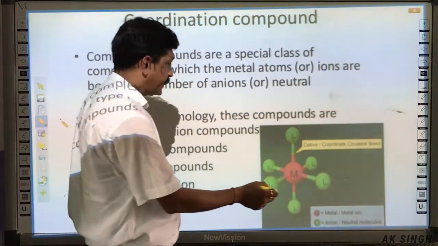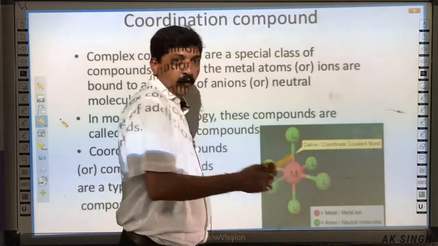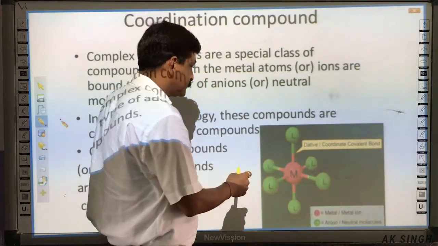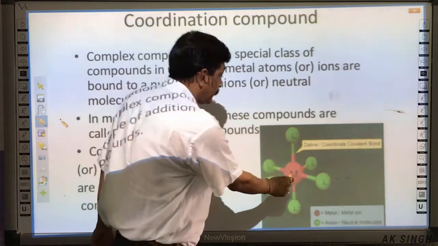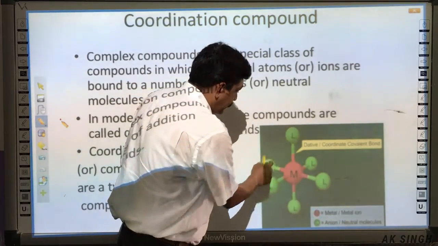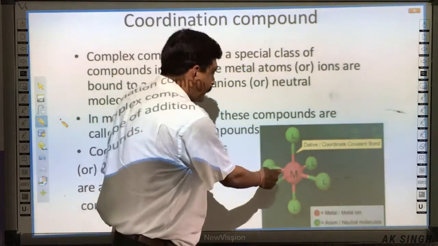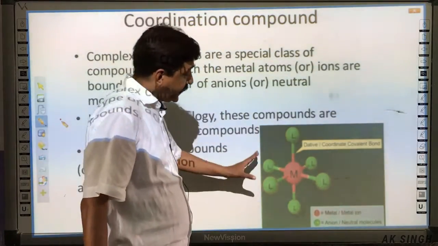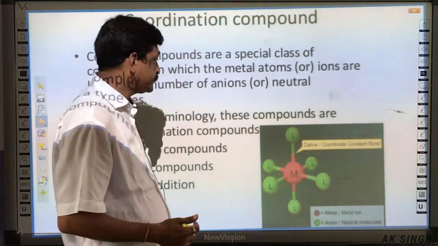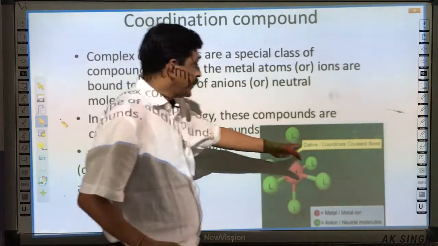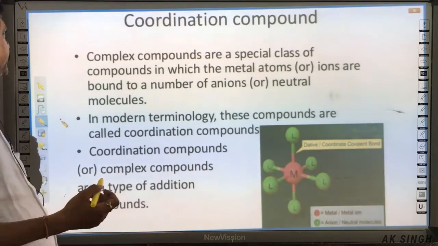Look at this figure. This red portion is the central metal atom that you have seen just now. It may be any transition element, of the first series, and these 6 species or groups are called the ligands. They get attached to the central metal atom through the dative bond or the coordinate bond. So it is written dative or coordinate bond. So go through the slide.